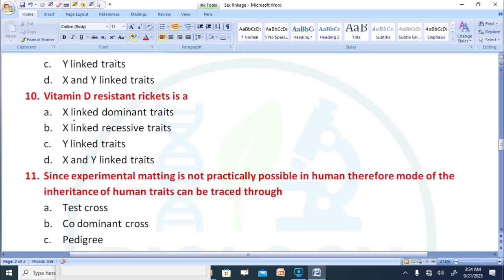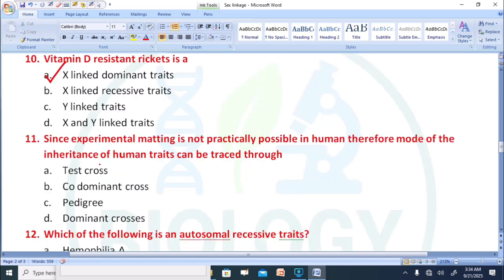The next question: vitamin D resistant rickets is an option A X-linked dominant trait, option B X-linked recessive trait, option C Y-linked recessive trait, option D X and Y-linked traits. So the right option is option A, X-linked dominant trait.